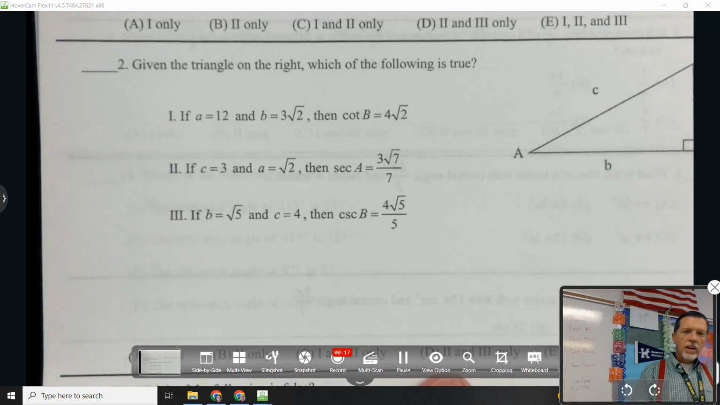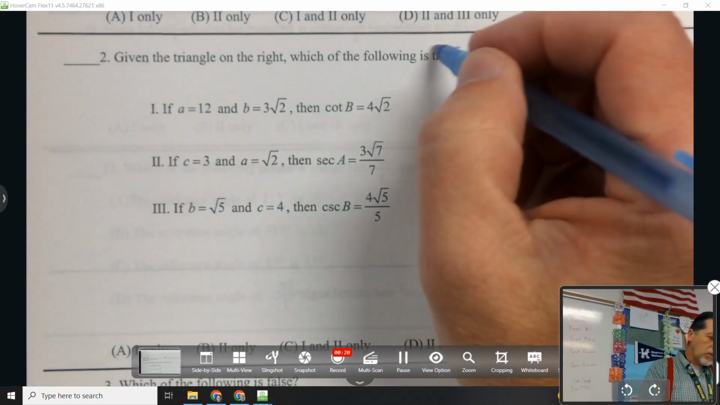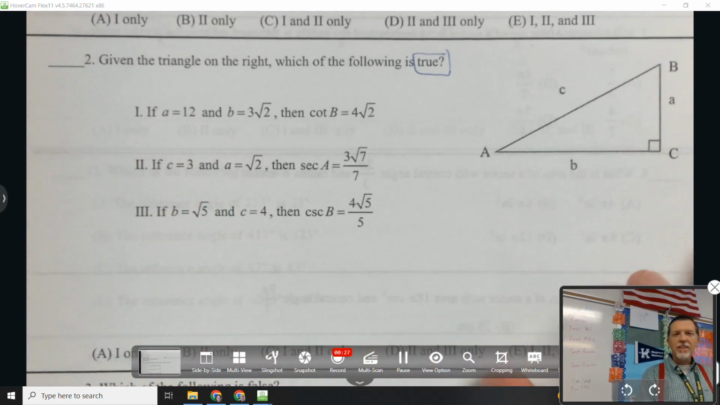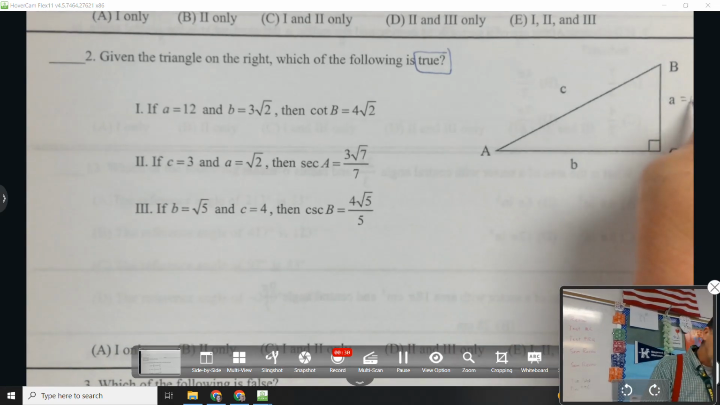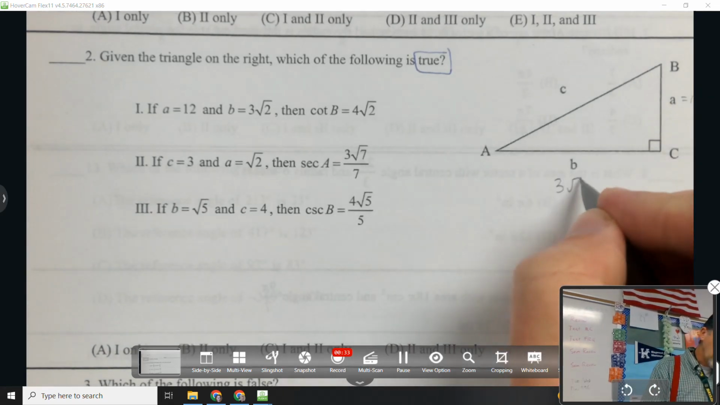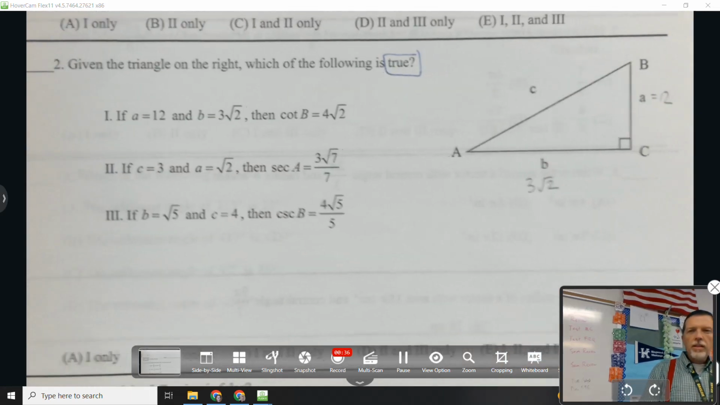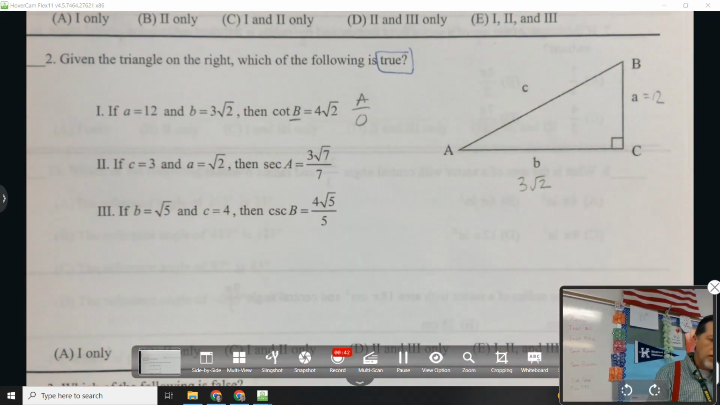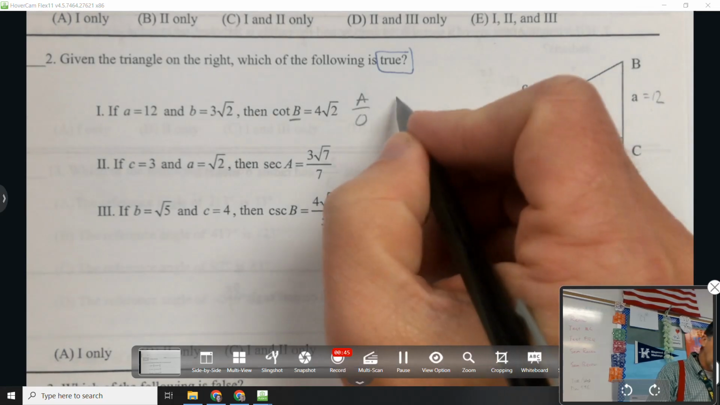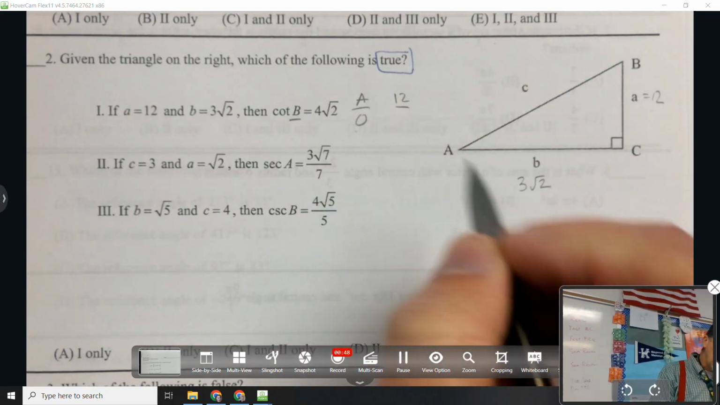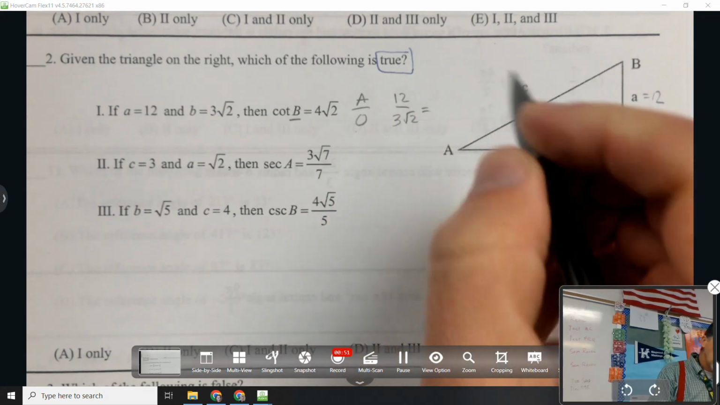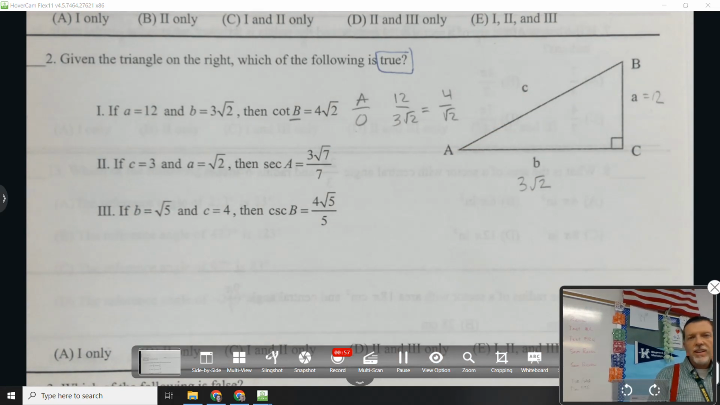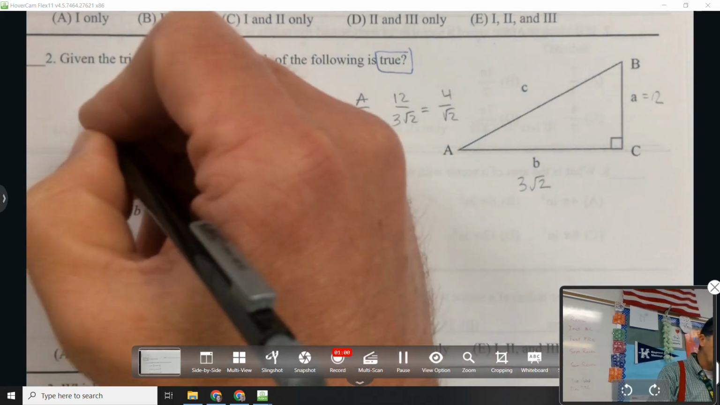So number 2. Given the triangle on the right, which of the following is true? I don't like these because you got to label the triangle and then erase it and label it again. If A equals 12 and B equals 3 root 2, then cotangent of B, so that's adjacent over opposite from B, so adjacent is 12, opposite of B is 3 root 2, so that becomes 4 over root 2, and if I fix that, it's not the same as 4 root 2, so number 1 is not right.